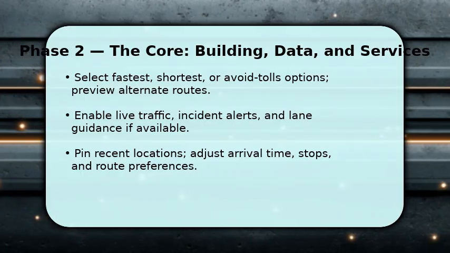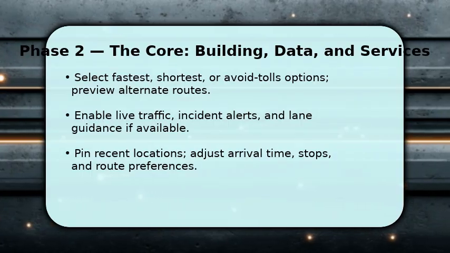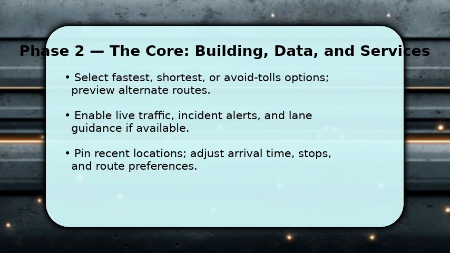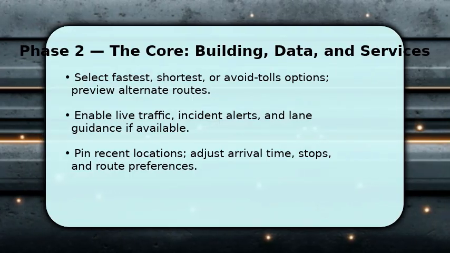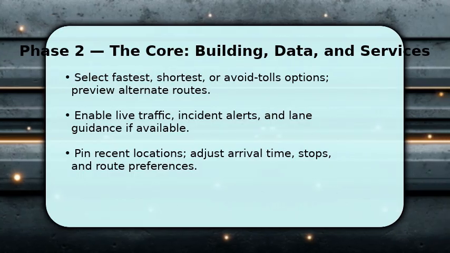Use lane guidance and junction views to prepare for complex exits. If you need stops, add waypoints in order and set expected arrival time so the system optimizes speed and routing. Finally, lock the screen or enable Do Not Disturb for safety.